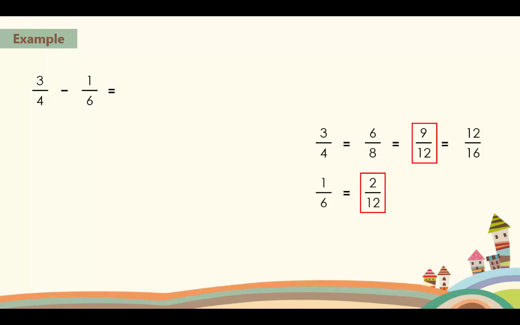The denominator is 12. So we write the solution 3/4 minus 1/6 equals 9 over 12 minus 2 over 12 equals 7 over 12. And 7 over 12 is the simplest fraction.